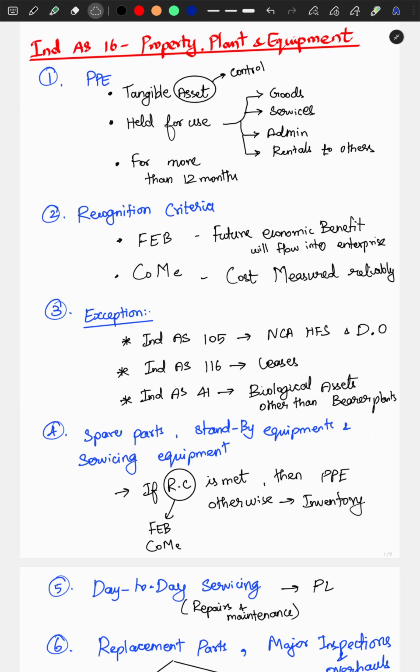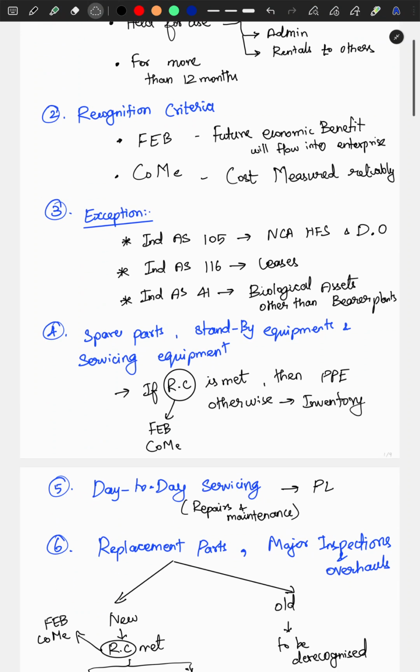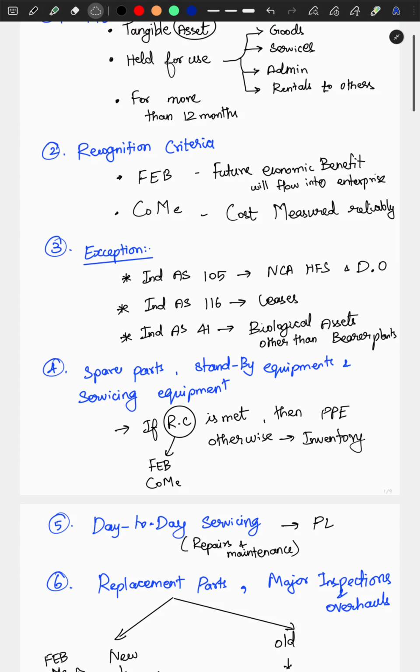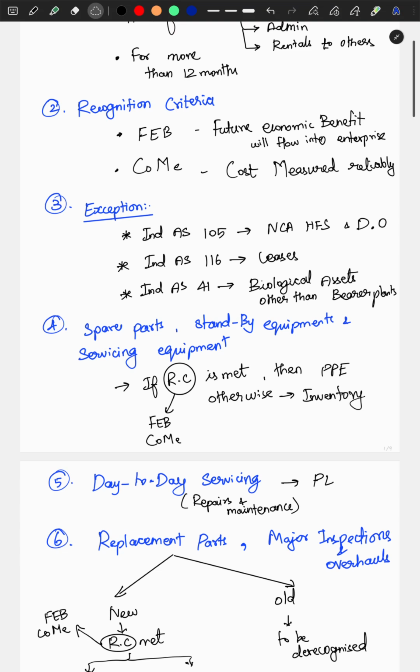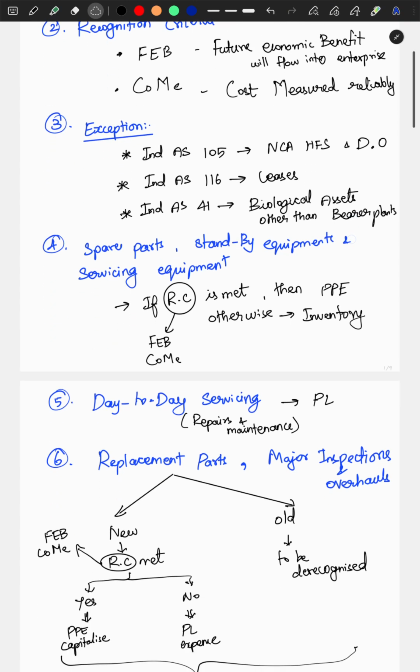The recognition criteria are that future economic benefits should flow into the enterprise and the cost can be measured reliably. The exceptions for this standard are Ind AS 105, non-current assets held for sale under discontinued operations, any lease assets, and biological assets other than bearer plants. That also is an exception.